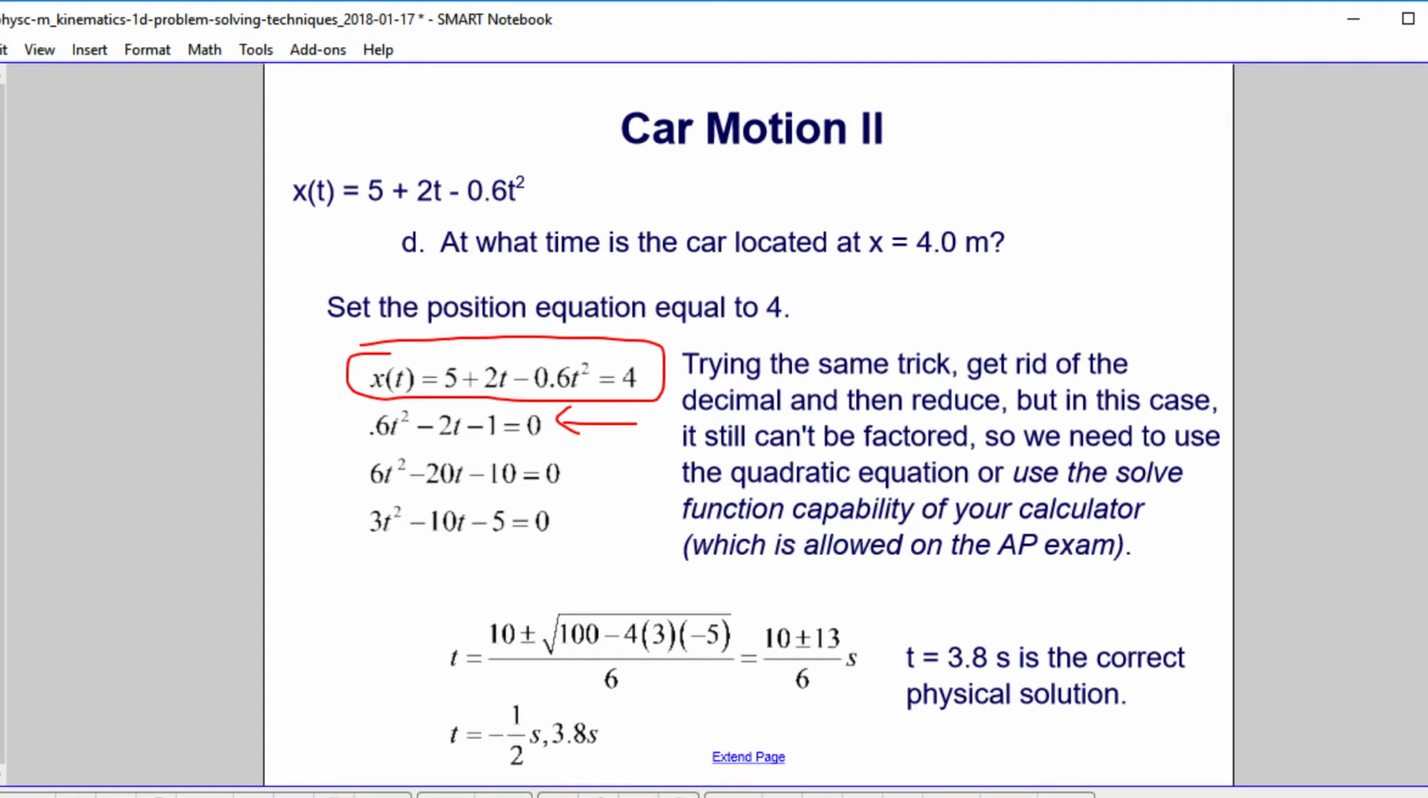So we need to use the quadratic equation, which is shown here, or you can use the solve function capability of your calculator. You're actually allowed to use that on the AP exam. So we plug it in, and we get negative 1/2 second and 3.8 seconds. And the correct physical solution will be the positive value, 3.8 seconds.